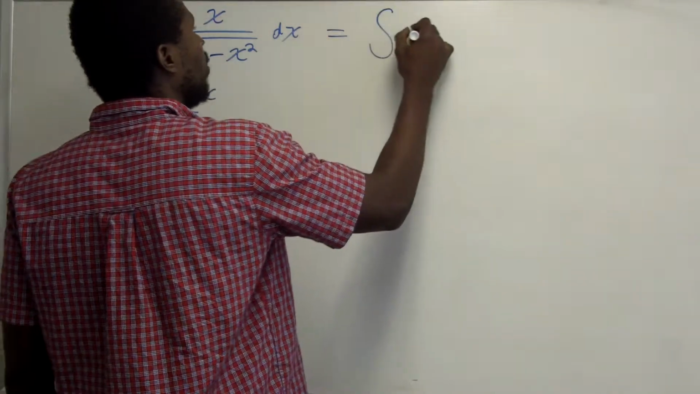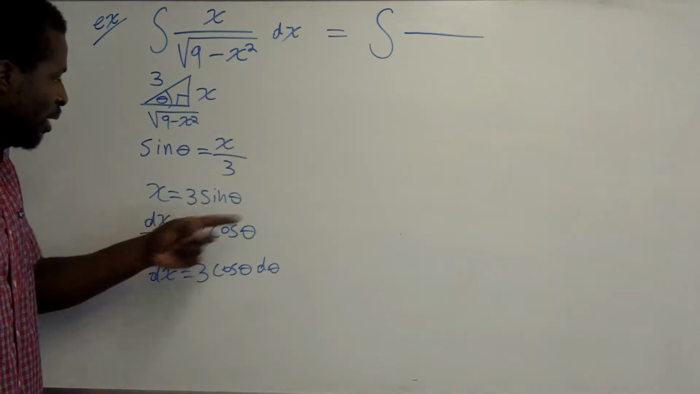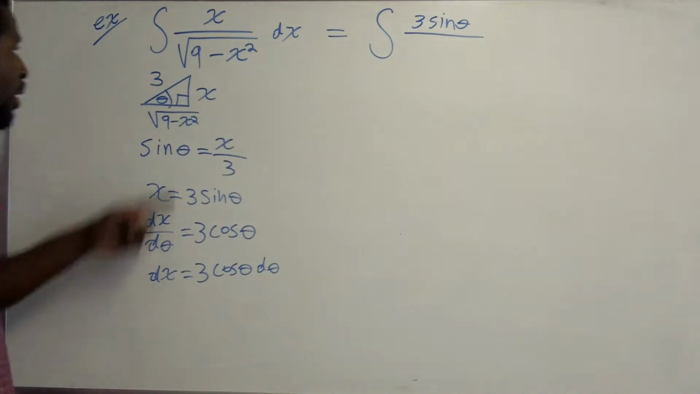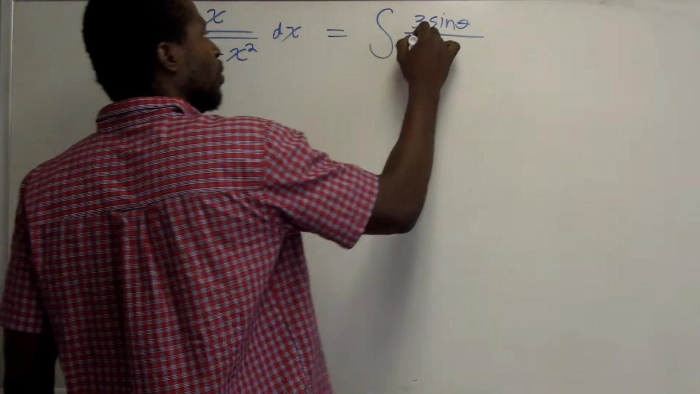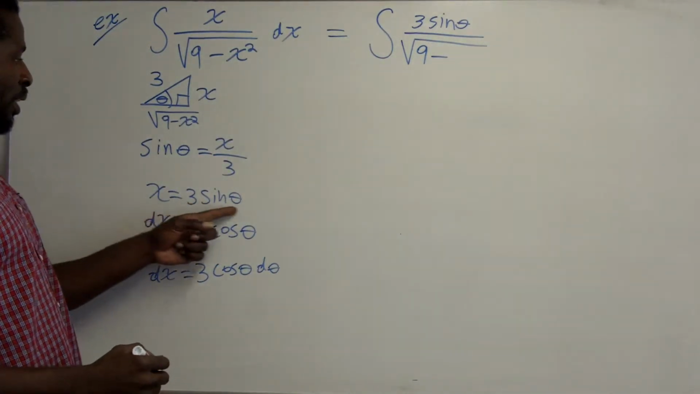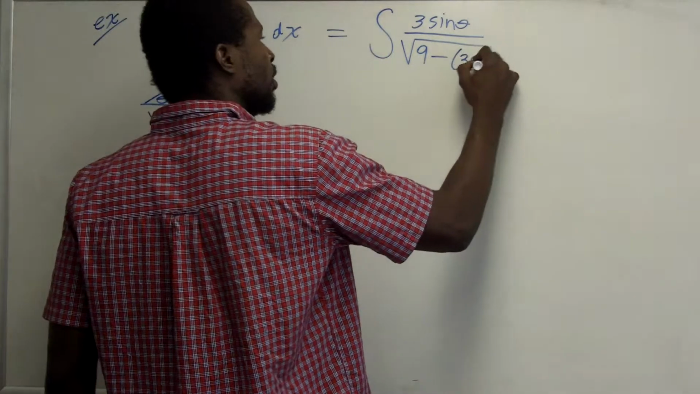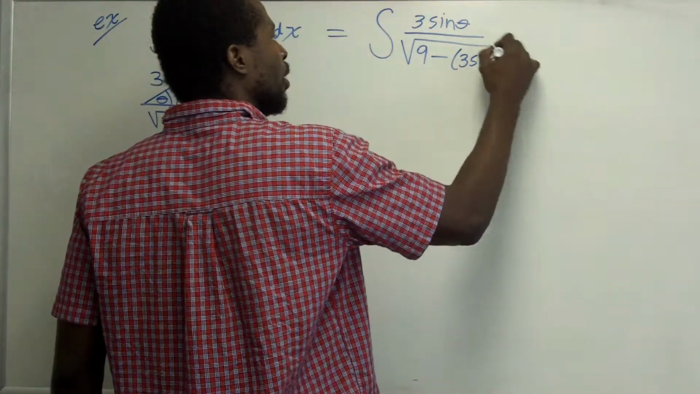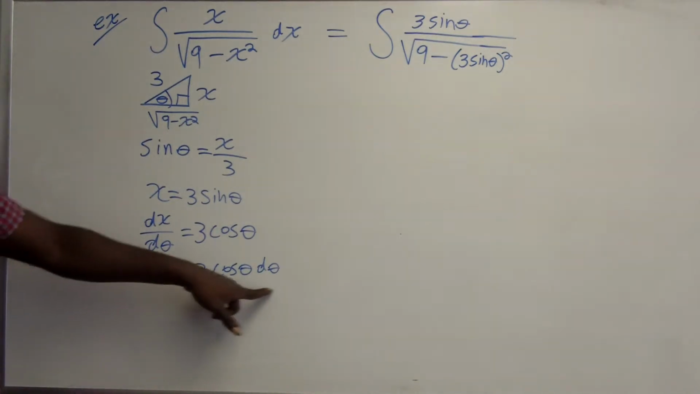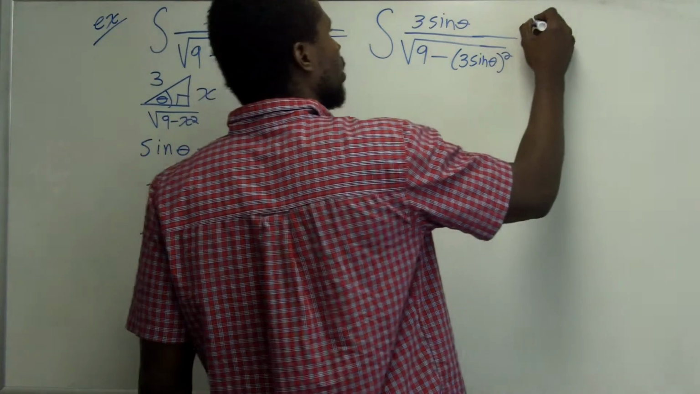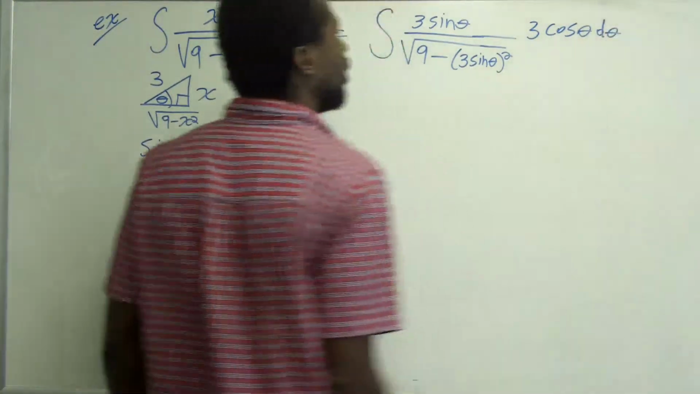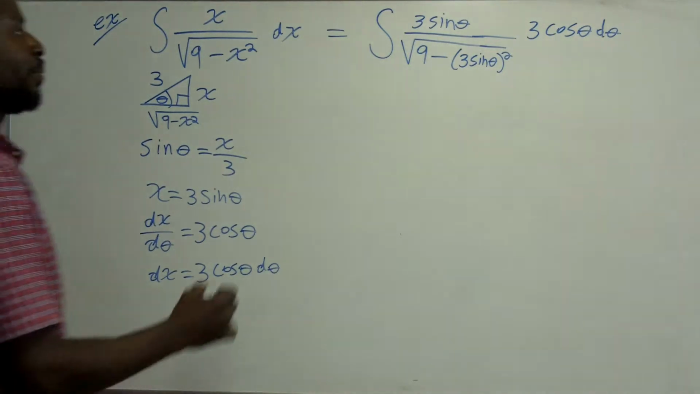The integral of x. Well, x is 3 times the sine of theta. 3 times the sine of theta, divided by the square root of 9 minus x squared, which is going to be 3 times the sine of theta squared, and then multiplied by dx, but dx is 3 times the cosine of theta, d theta. So there I have a new integral.